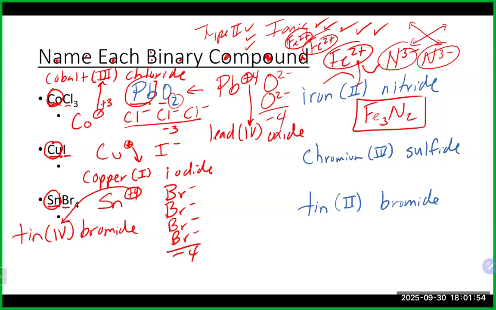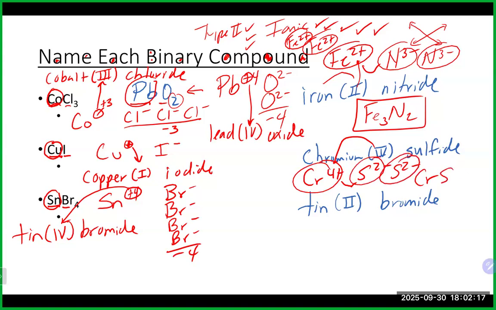Chromium Roman numeral 4 means my chromium's got a +4. And sulfide is sulfur on the periodic table, which is group number 6. It's got a -2 charge. So when we put this together, 4 is what we're looking for. So we will actually need more of the sulfide there to do that. So we just need 1 of those guys, and we need 1 and 2 of those guys. And then we will have our proper formula there.